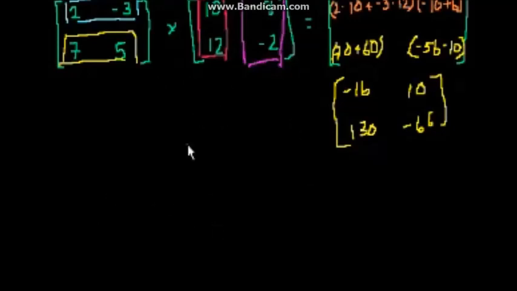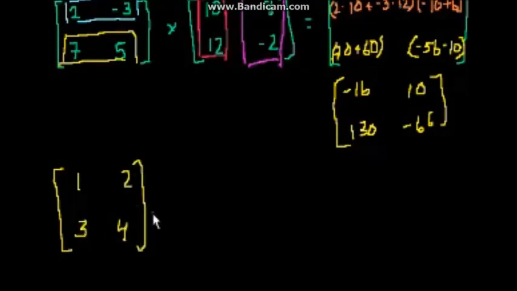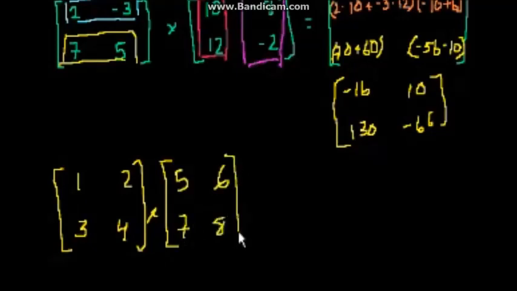I'm going to squeeze it on this side so that we can write this side out a little bit more neatly. So let's take the matrix 1, 2, 3, 4 times the matrix 5, 6, 7, 8. And now we have much more space to work with, so this should come out neater. Okay, I'm going to do the same thing.